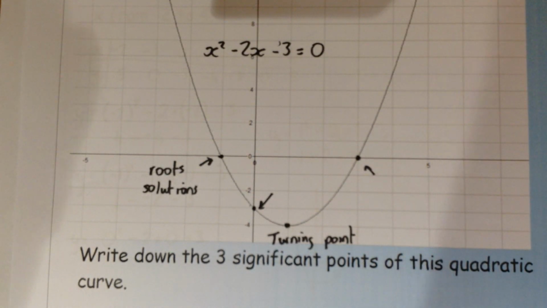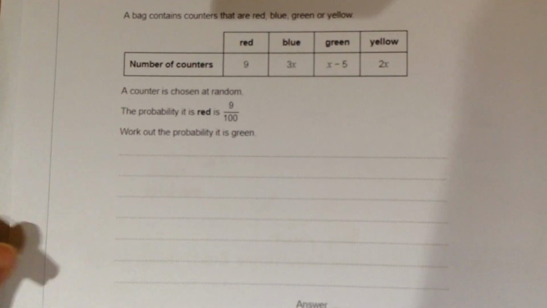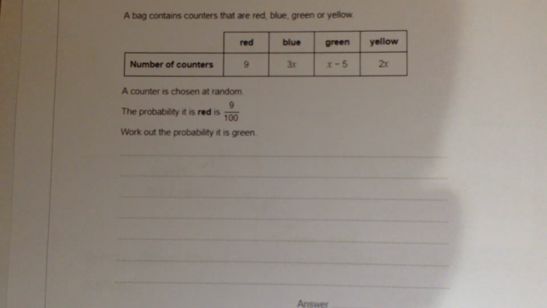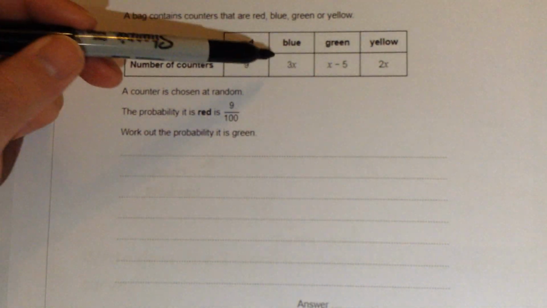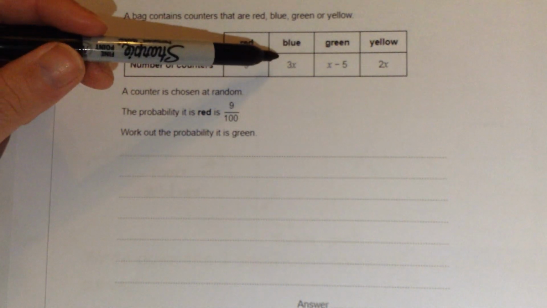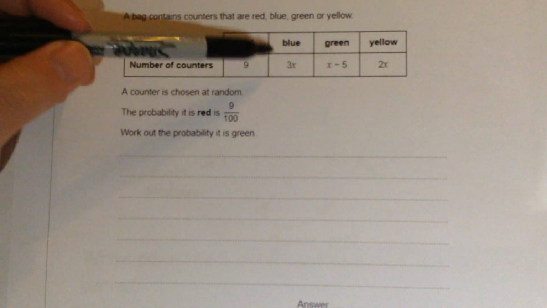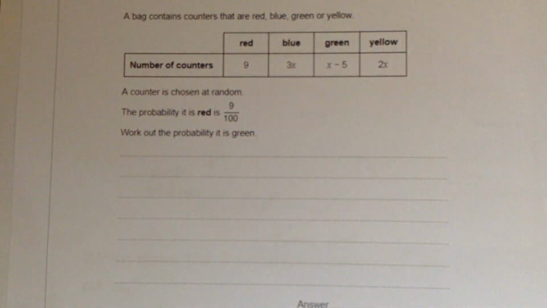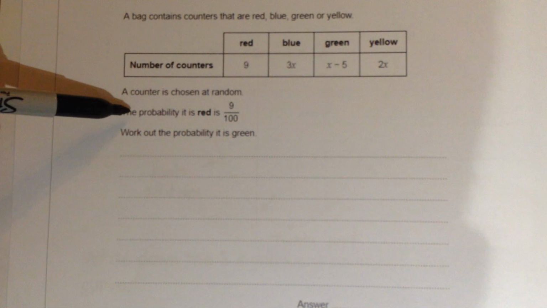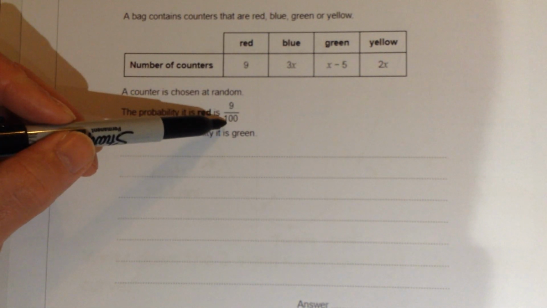The next topic, again, is all to do with probability, but given in a very different way. So here we've got a scenario that a bag contains counters. We've been given some information about the number of counters in the bags. However, for blue, green and yellow, the information has been given in terms of x. We're told in the question that the probability that we pick out a red counter is 9 out of 100.